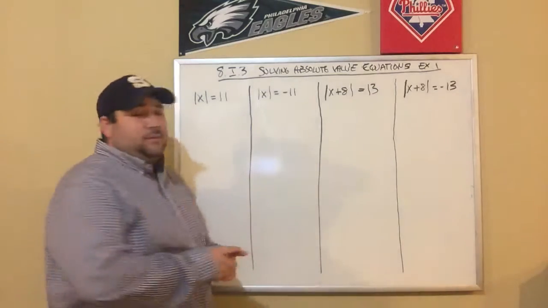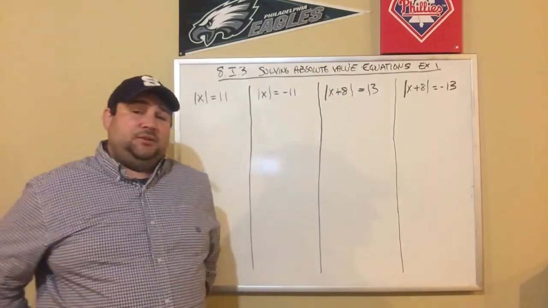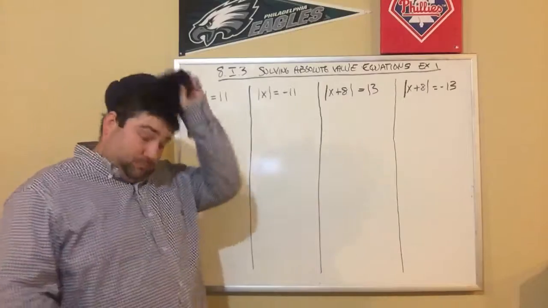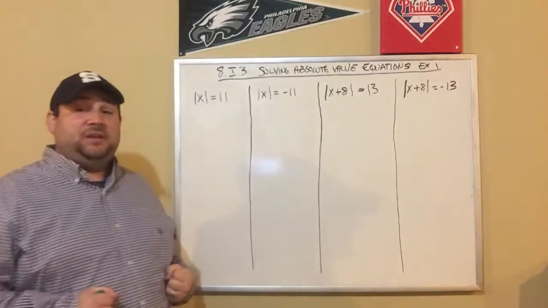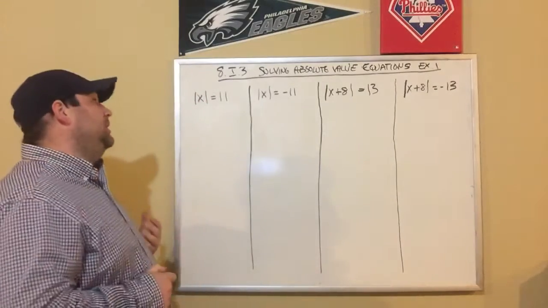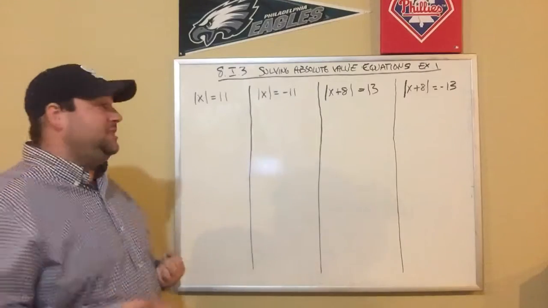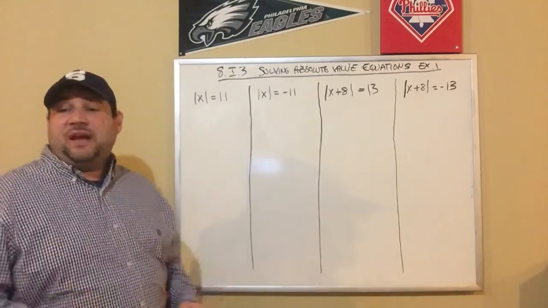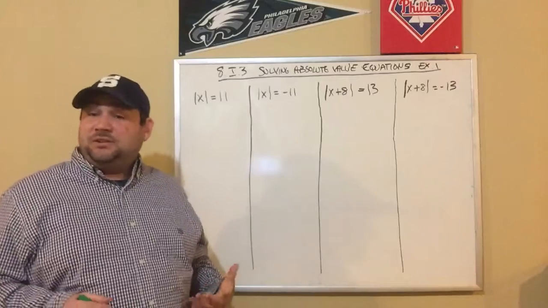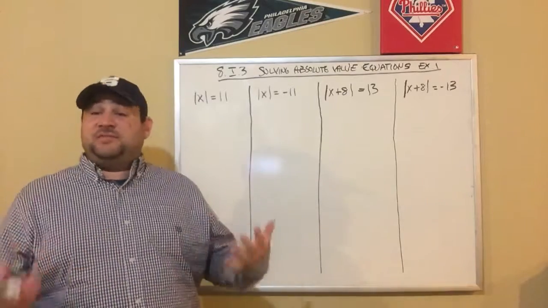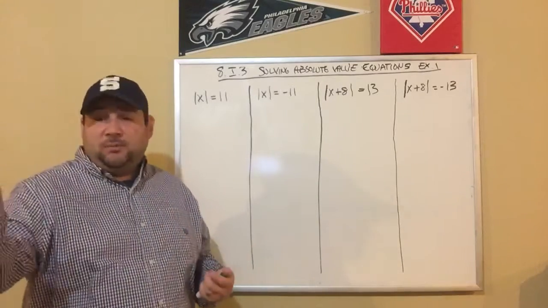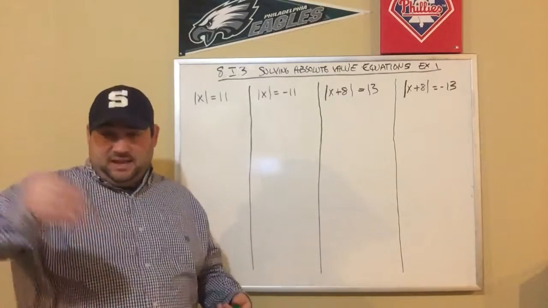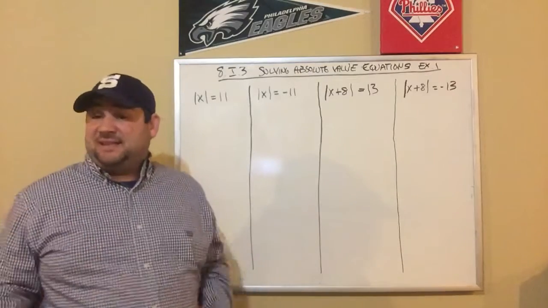All right, pre-algebra. We're talking about solving absolute value equations. Let's remind ourselves what absolute value is. Absolute value is a number's distance from zero. So, for example, if I had the number 10 and I wanted you to tell me its absolute value, what's the absolute value of 10? If you put it on a number line, how far is it from zero? Well, it's 10 spots away. So the absolute value of 10 is 10.